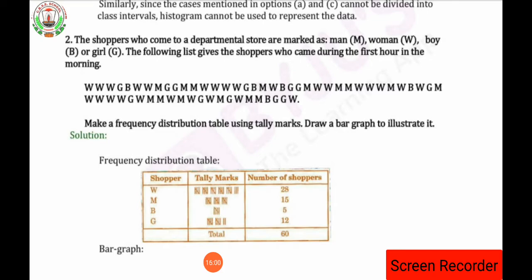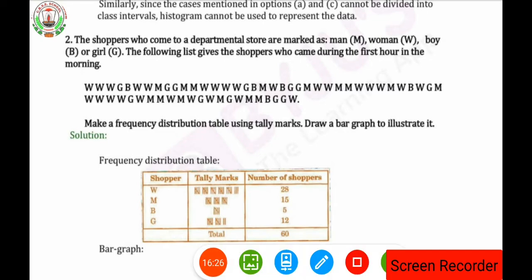Okay, the data is being given by the shopkeepers. Now what is asked in the question: make a frequency distribution table using tally marks. Draw a bar graph to illustrate it. So first we have to draw the tally marks using this data, isn't it? First we have to draw a tally mark table using the above raw data. Then after we have to draw a bar graph.